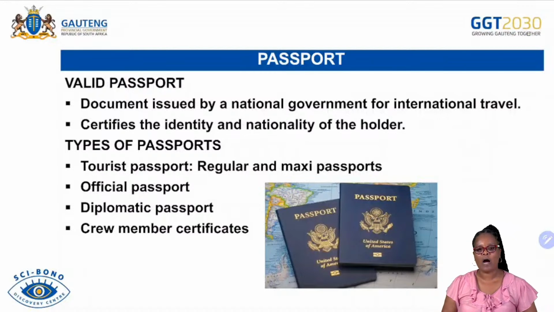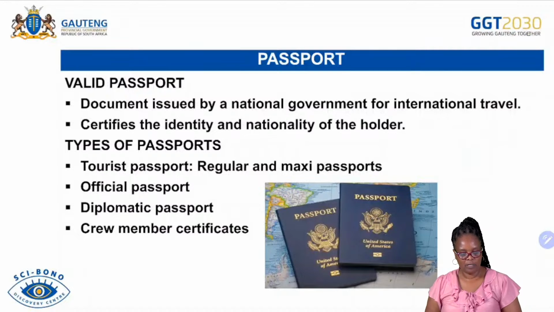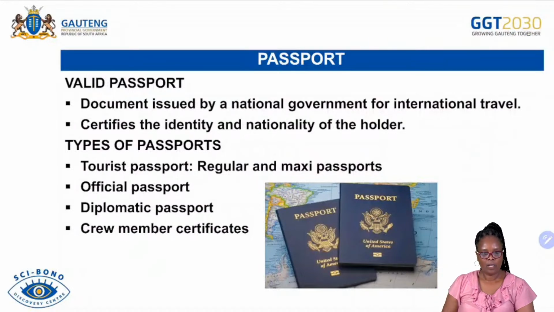We have different types of passports depending on the reason why you are traveling. Let's look at these different types of passport. Number 1, we have the tourist passport. We usually call it the regular or maxi passport. The tourist passport is divided into two: we have the regular one and we have the maxi passport.